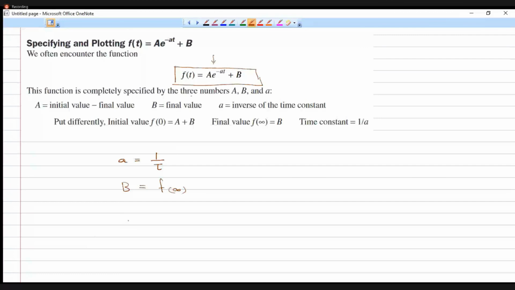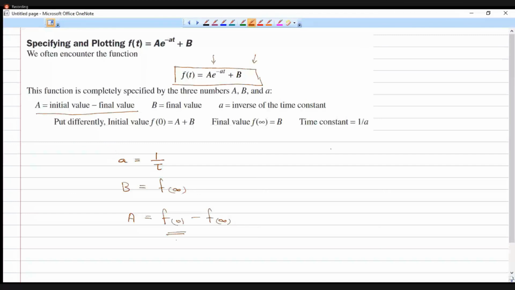Similarly, a is given by the initial value minus the final value. So a is equal to initial value f of 0 minus final value f of infinity. Using this expression, you can find out what a, b, and small a are. Once you are given the time constant, you can evaluate what a is. Then you can readily write the exponential function using this expression. Similarly, you can use this equation to find the initial value.